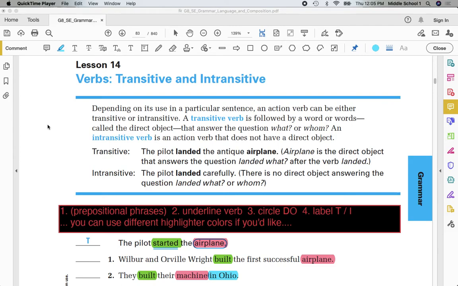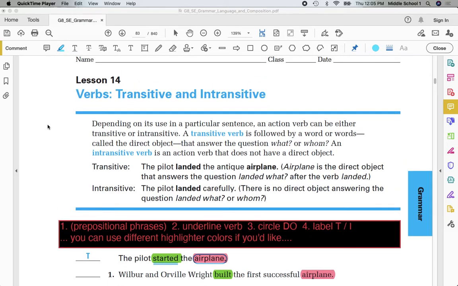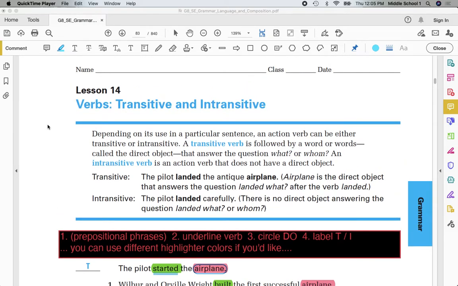Good morning, 8th grade. Today we're going to be working with Lesson 14, Verbs Transitive and Intransitive. At the top of page 77, please put your first and last name, Class 8, and today's date, 10/22, Thursday, October 22nd. Thank you.